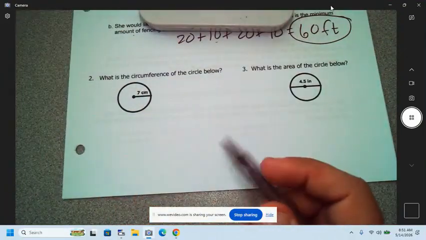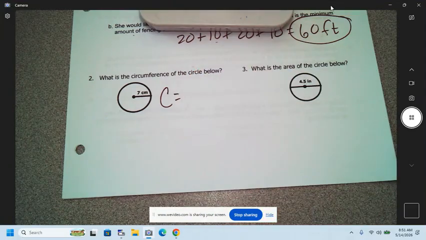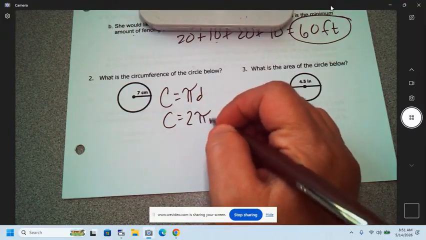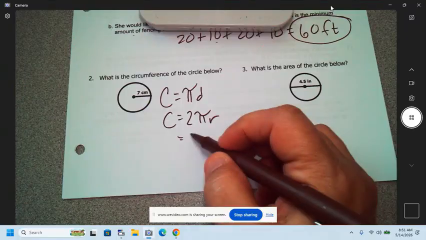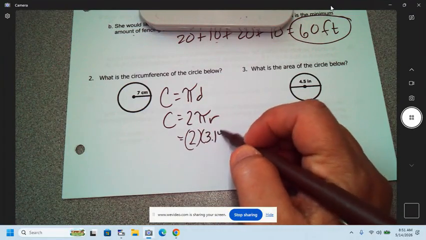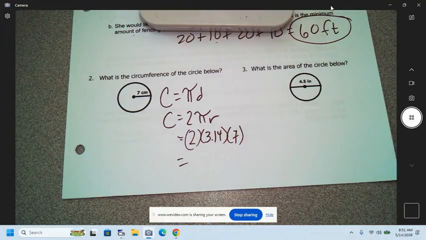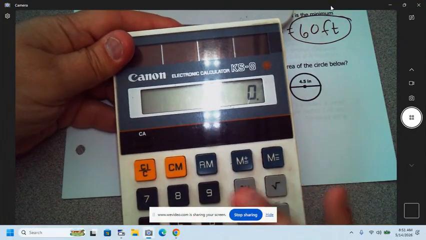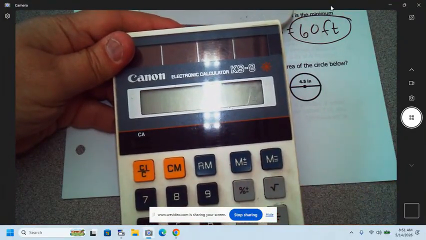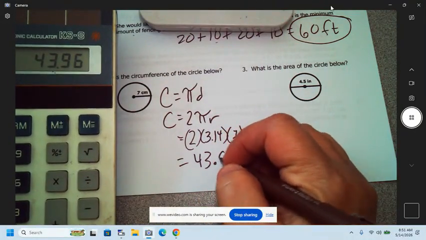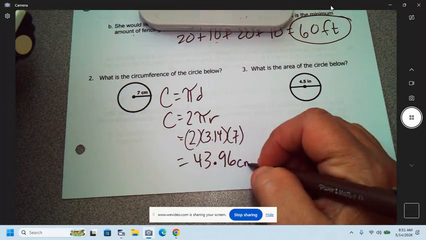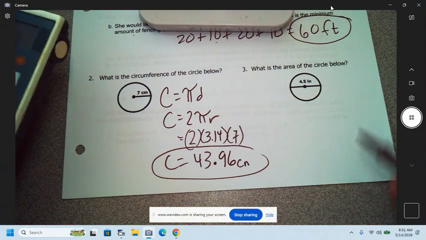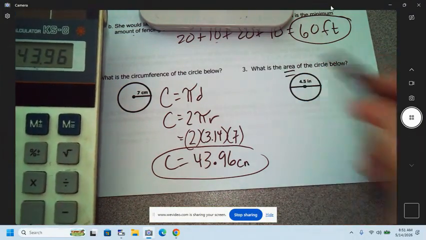All right, what is the circumference of the circle? So the formula for circumference is either pi times diameter or 2 times pi times radius. And I think I'll use this one because they gave me the radius. So 2 times 3.14 times 7. 43.96 and 9600 centimeters is the circumference. Can somebody confirm that in the group? All right, good. Because sometimes I make mistakes on these things. I don't want to make a mistake.